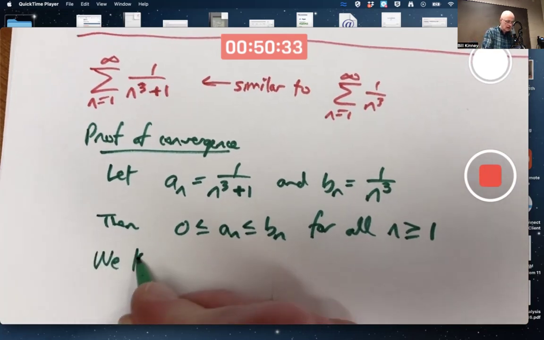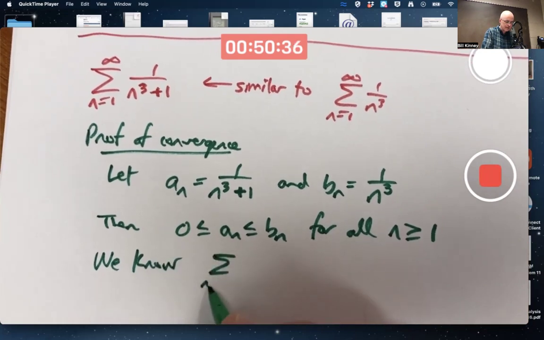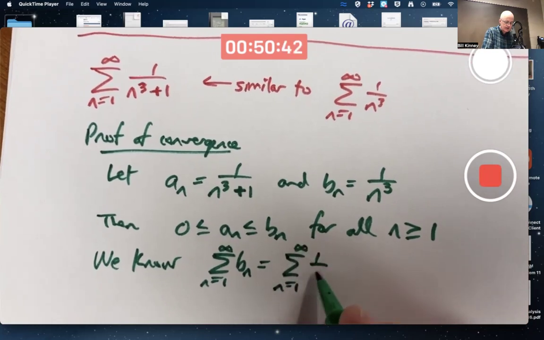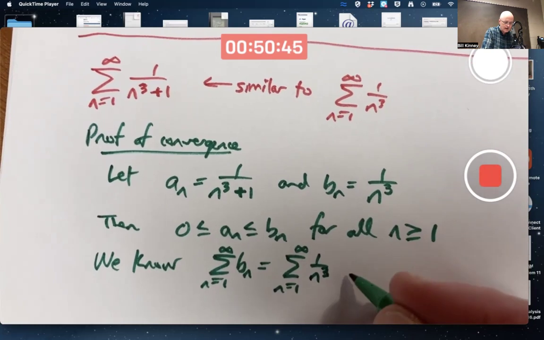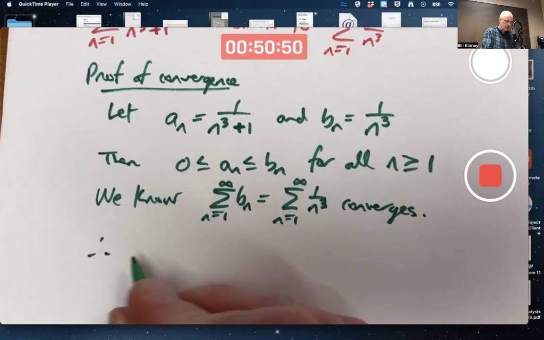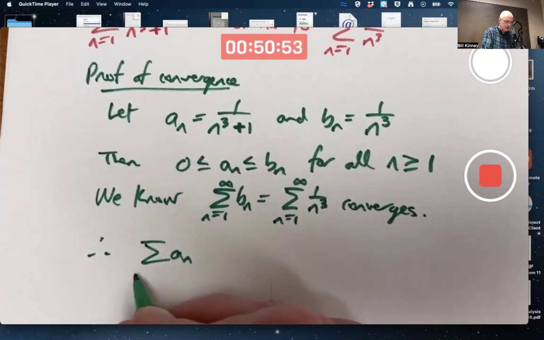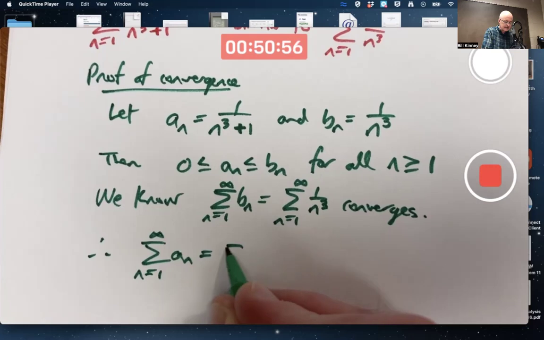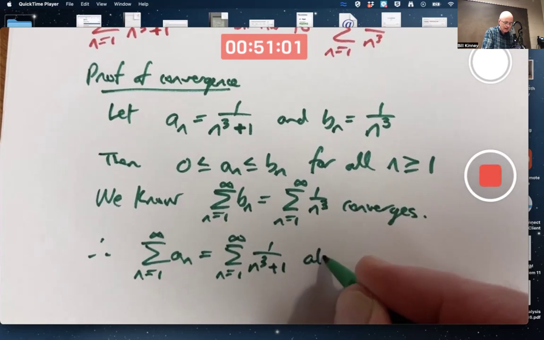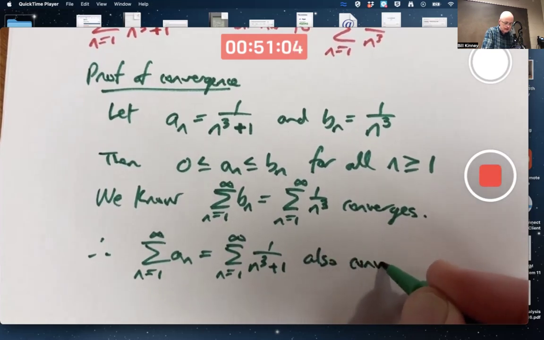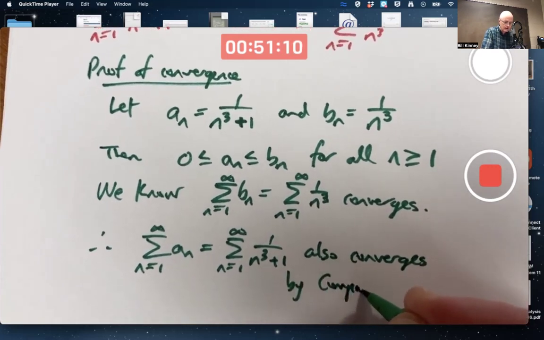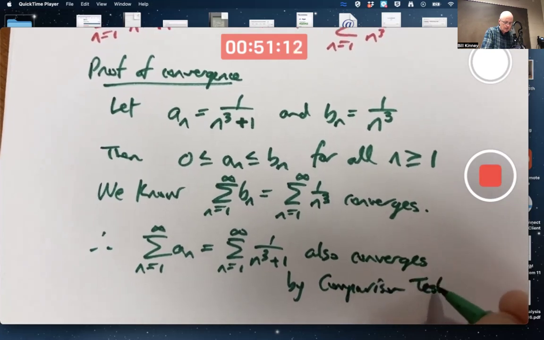We know that the sum of the b_n's, being a p series with p equal to 3, which is bigger than 1, converges. Therefore, the series we're interested in, the sum of the a_n's, also converges by the comparison test. You should say what you are using, the comparison test in this case. We're done. Praise the Lord for that.